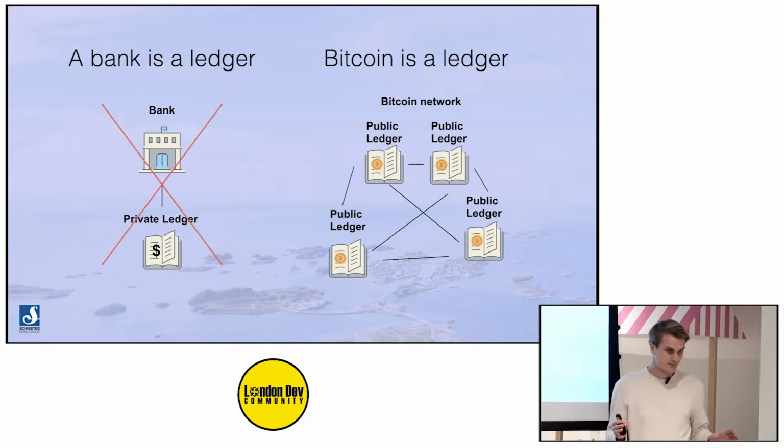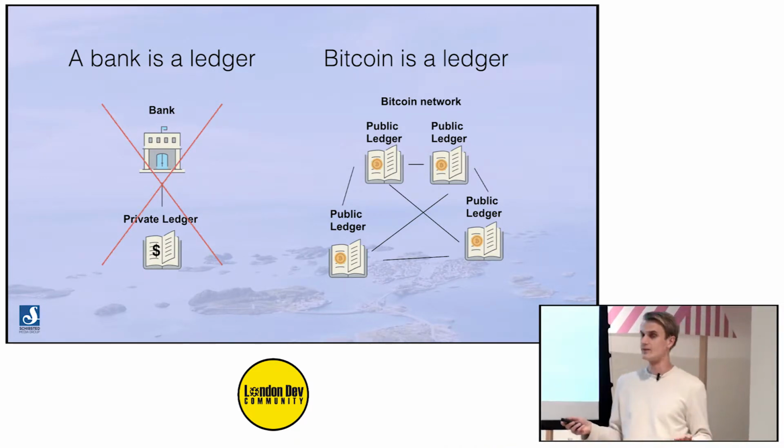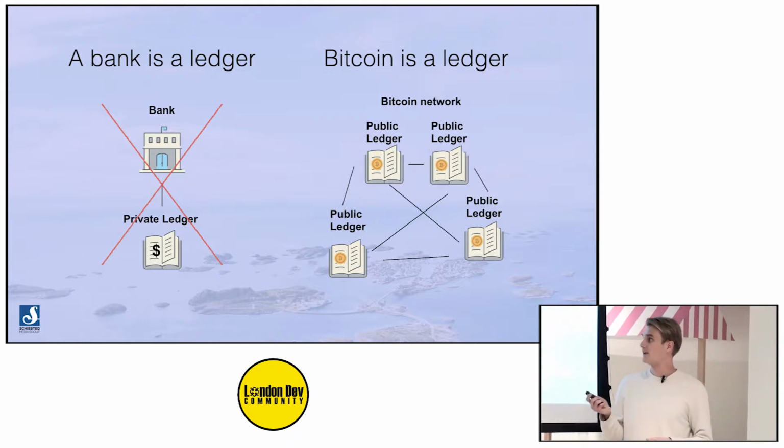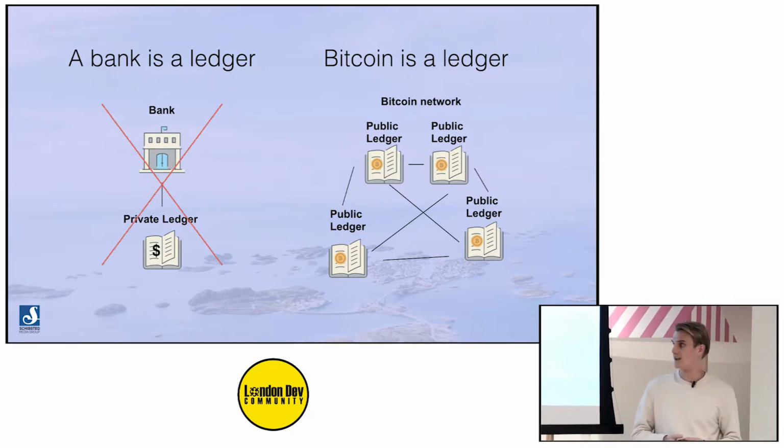So first, just to zoom out a bit, let's just think a moment about what is a bank. So a bank is essentially a ledger. It's a list of accounts and some values attached to them. So consumer, private, regular banking, that's what that is.